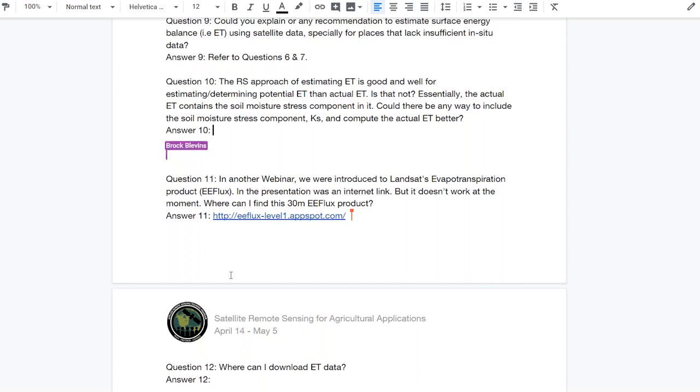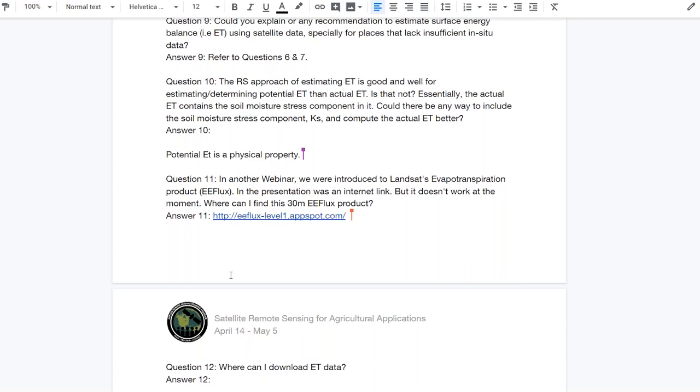We don't need to know the soil moisture because that soil moisture signal is internal in the land surface temperature signal. Obviously, dry soil heats up faster than wet soil. So you don't need to know the soil moisture stress component. It's really internal in the surface energy balance. From a modeling standpoint, you do need to know soil moisture because, like I said, soil moisture stress is a function of how land surface models estimate evapotranspiration.